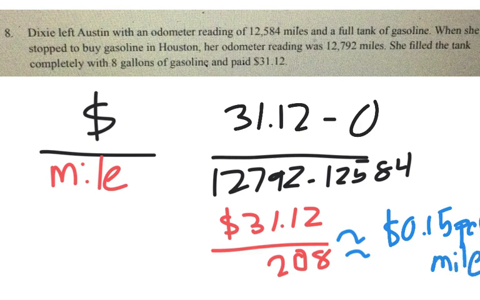Because I did money over miles. You could do money over gallons. You could do miles over gallons. So how many miles does each gallon of gas get you? There's several different ones you can do there. You just need to pick one.